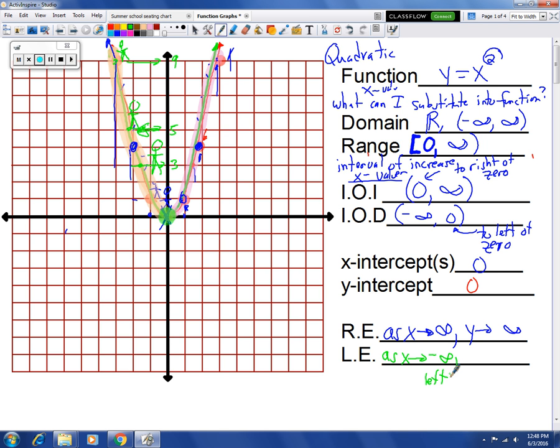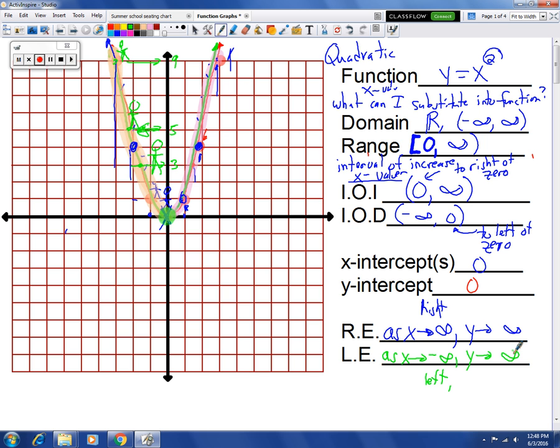Positive infinity means you're going to the right. Alright, so what happens as you're going left? Well, the y values, the answers, also still get bigger and bigger, just like on the right side. When you went right, the curve went up. When you went left, the curve went up also.